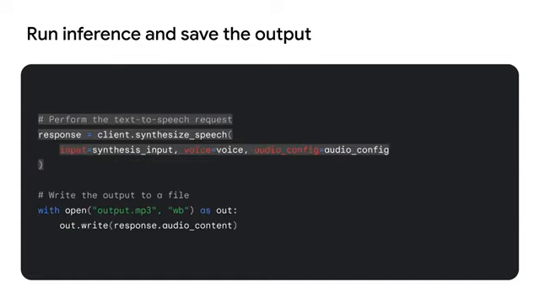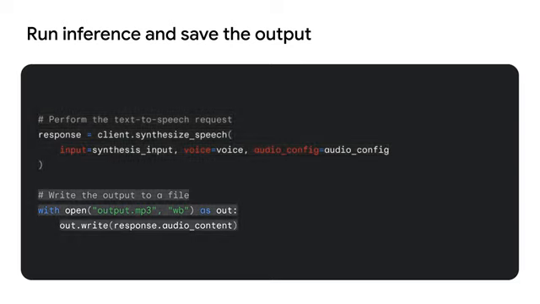Finally, call synthesize speech functions to start the model inference. And once it has completed, you can save the model output as a file. That was all you need to generate natural voice using Chirp 3.